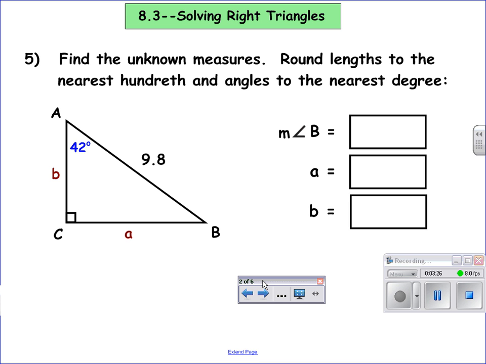Okay? So first thing I'm going to find is angle B. Angle B should be easy to find because I've got 90 down at C, 42 here, and I know there's 180 degrees in a triangle, so this must be 48 degrees.